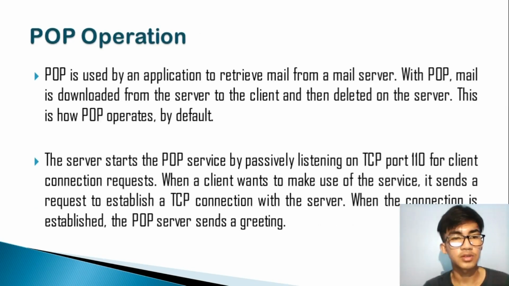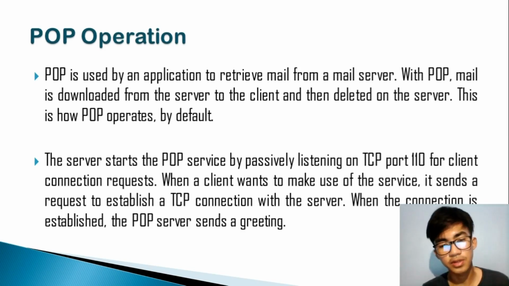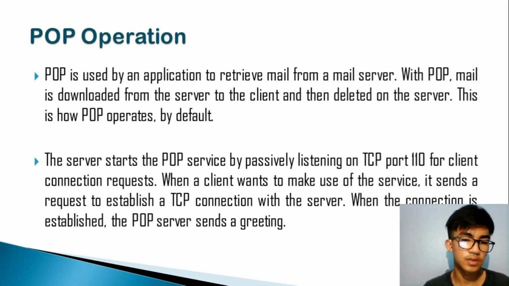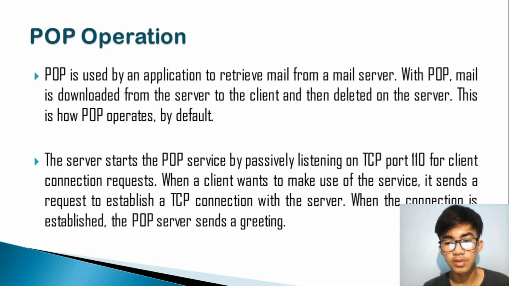POP operation. POP is used by an application to retrieve mail from a mail server. The mail is downloaded from the server to the client and then deleted from the server. This is how POP operates by default. The server starts the POP service by listening on TCP port 110 for client connection requests. When a client wants to make use of the service, it sends a request to establish a TCP connection with the server. When the connection is established, the POP server sends a greeting. So that's the POP operation.